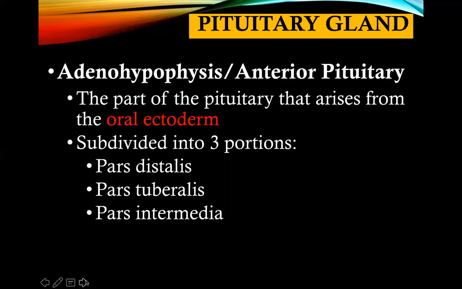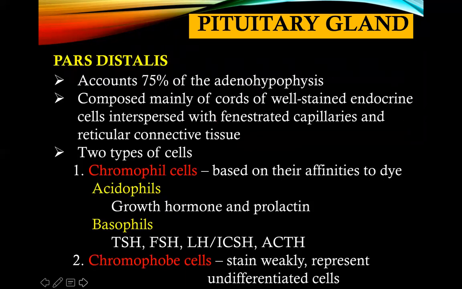Okay, so let's start with the adenohypophysis or the anterior pituitary gland. That part of the pituitary gland arises from what we call oral ectoderm. That's the germ layer of origin. And as mentioned, it is subdivided into three portions: pars distalis, pars tuberalis, and pars intermedia. And we will be discussing this one by one. Pars distalis accounts for 75% of the whole anterior pituitary gland, and it is composed mainly of cords of well-stained endocrine cells that are interspersed with fenestrated capillaries and connective tissue, specifically a reticular part.